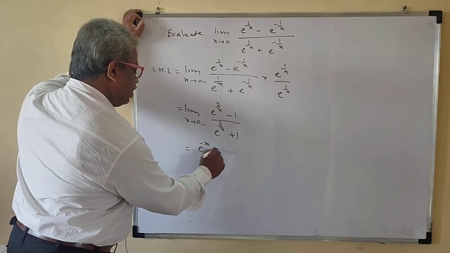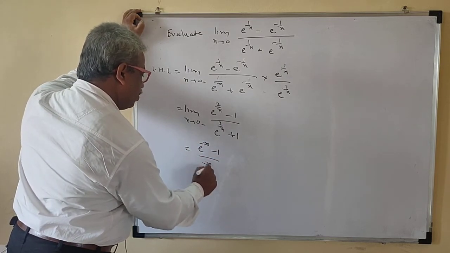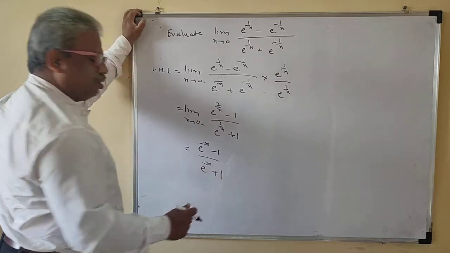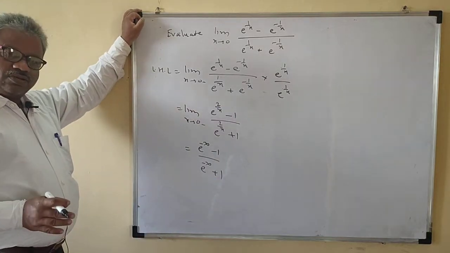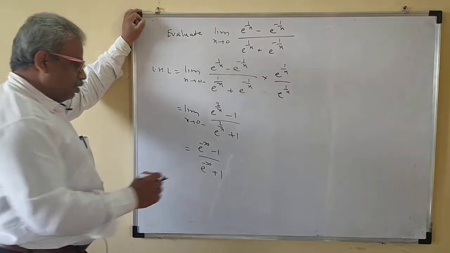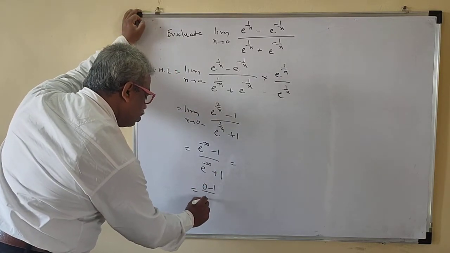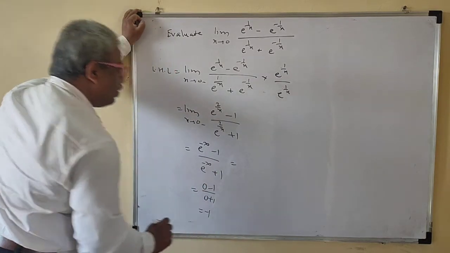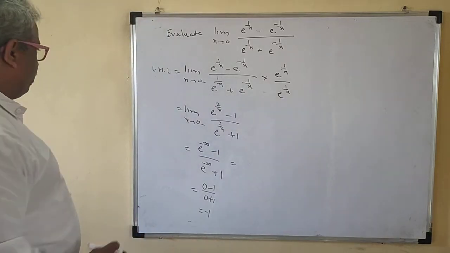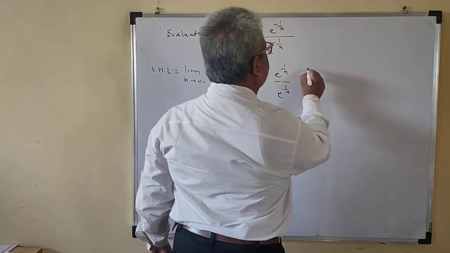This is e raised to minus infinity minus 1, over e raised to minus infinity plus 1. So this is 0 minus 1 over 0 plus 1, so this is minus 1. So your left hand limit is minus 1. We will find the right hand limit now.